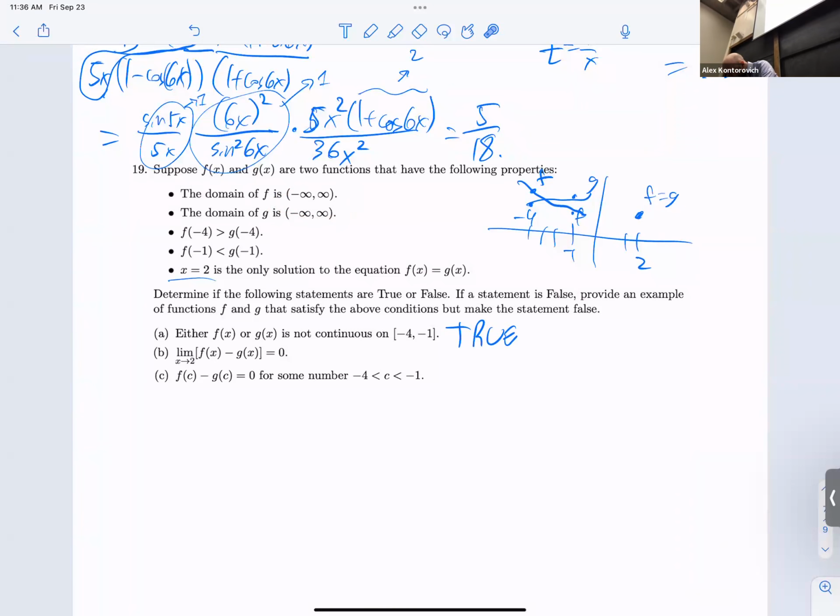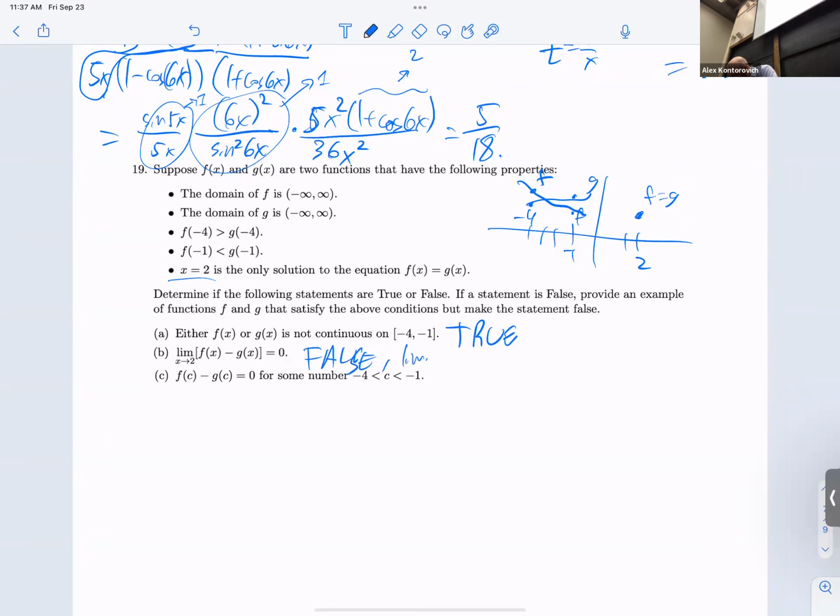Okay. The limit as x goes to 2 of f of x minus g of x is 0. True? Their values agree at 2, but there's nothing stopping one from coming like this and like that, or one having a limit to here and one having a limit to here, and then jumping to 2. We never assumed f and g were continuous. Okay, the values agree. The limits we have no control unless we know continuity, and we were never told the functions were continuous. Okay, don't let them get you. False.